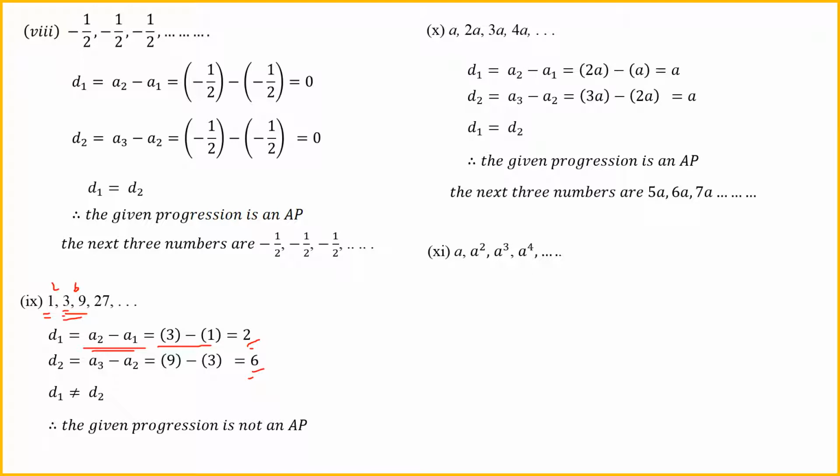Coming to the next question: a, a square, a cube, a power 4. Obviously, it is not an arithmetic progression, because to get the succeeding term, they have multiplied the previous term by a. A into a is a square. Multiply a square by a, you get a cube. Multiply a cube by a, you get a power 4. Here, a square minus a cannot be simplified, so it remains the same. Coming to d2, a cube minus a square again cannot be subtracted, as both are unlike terms. It remains the same. d1 is not equal to d2. Therefore, the given progression is not an arithmetic progression.